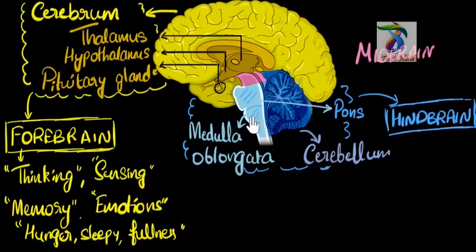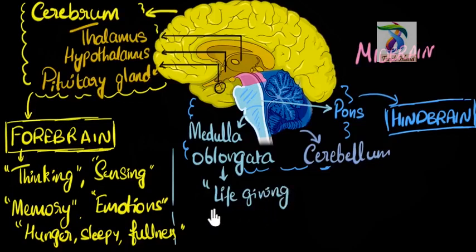So what does the medulla oblongata do? Well, again, it controls most of the life-giving involuntary processes. Okay, so we'll say life-giving involuntary processes. That means these are the most essential for life, like your heart beating, your breathing, digestion, all of those essential things are taken care of by your medulla oblongata.